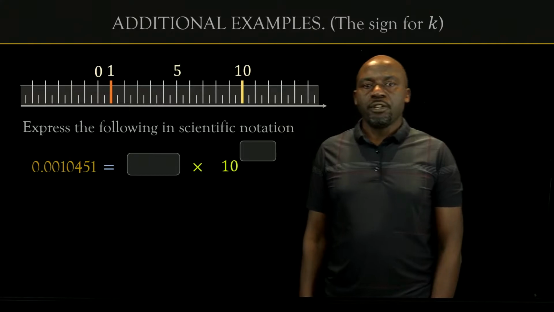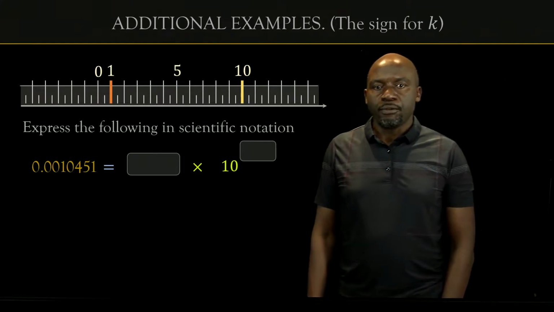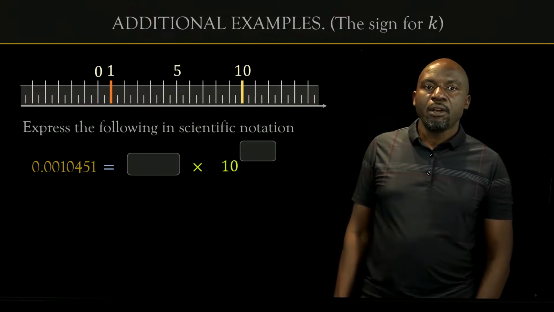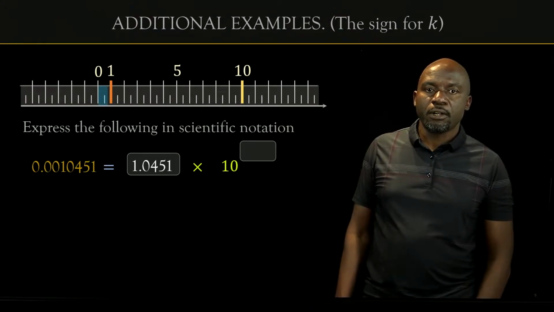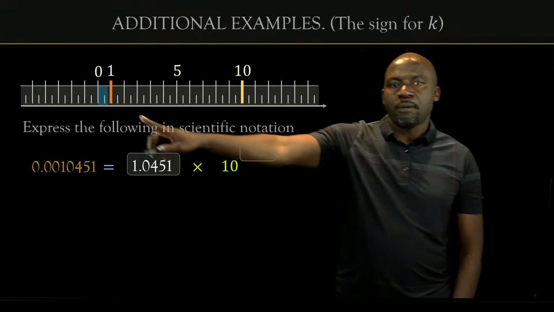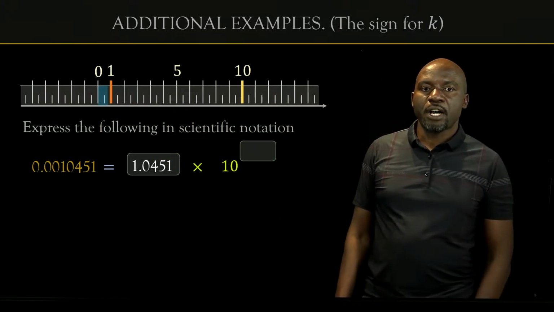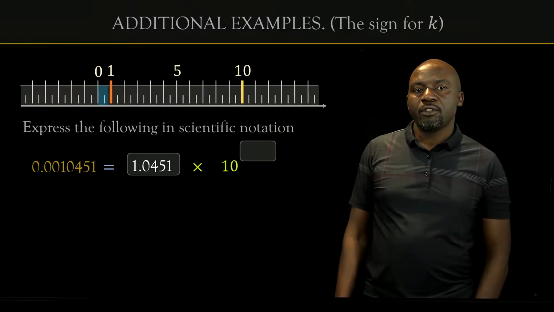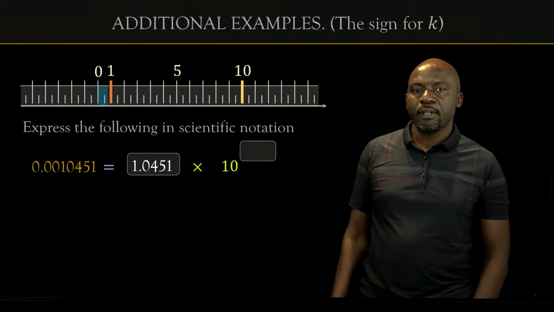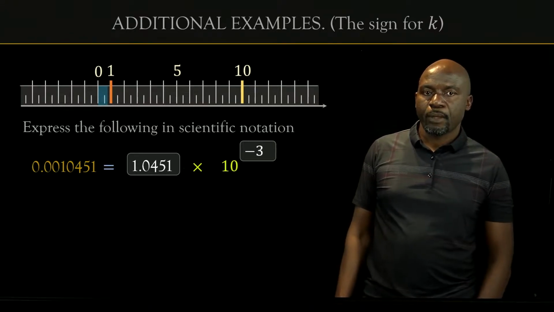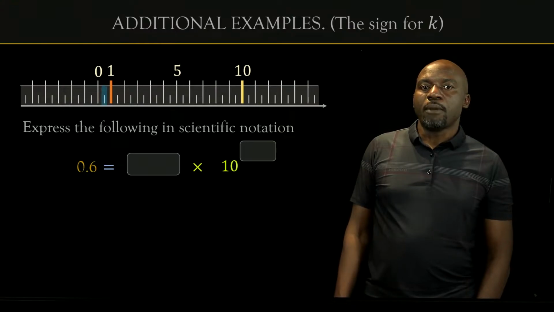Okay, pause the video and try that one out. If you've done it right, you should end up with a value of a of 1.0451, because this number is less than 1 there. So we end up with 1.0451 multiplied by 10 to the power of, has to be a negative, and that is negative 3. Okay, what about that one? 0.6 should be easy.